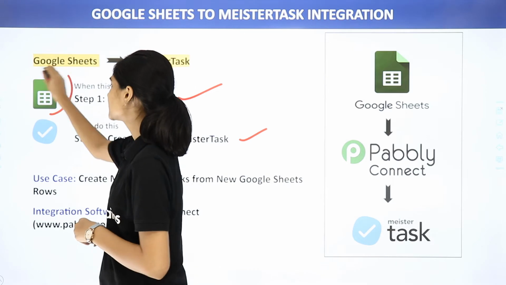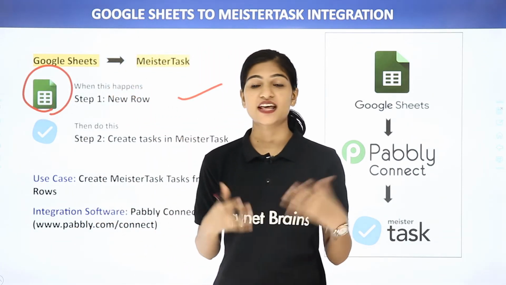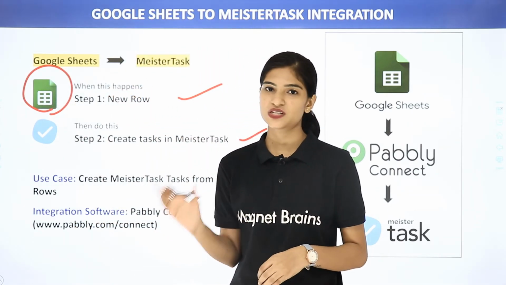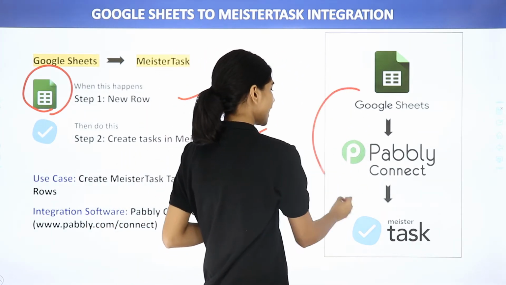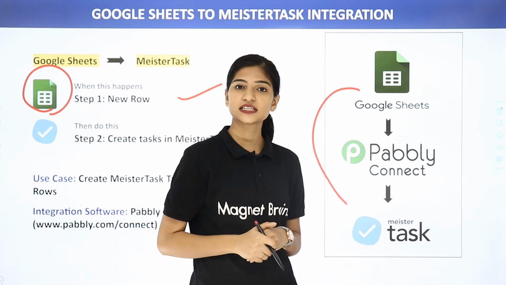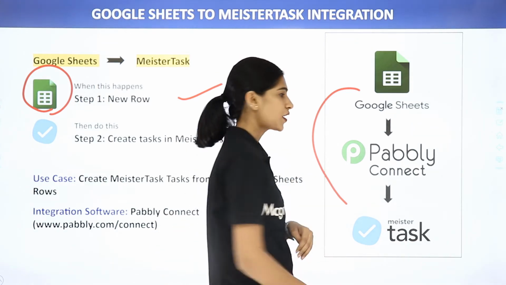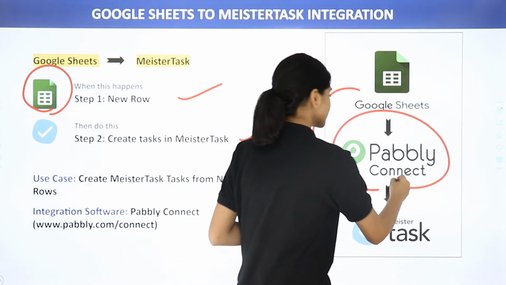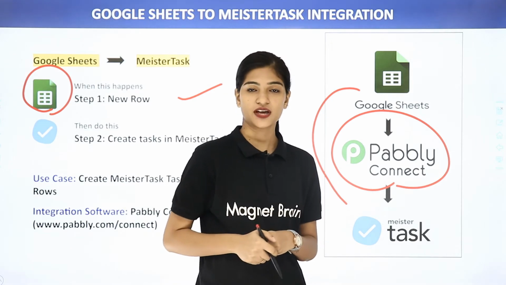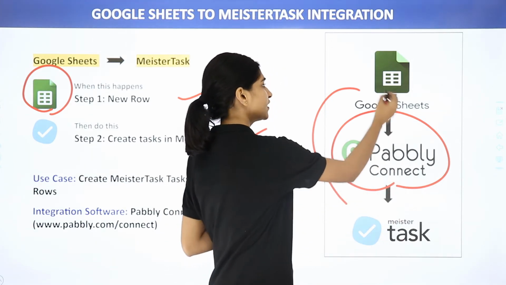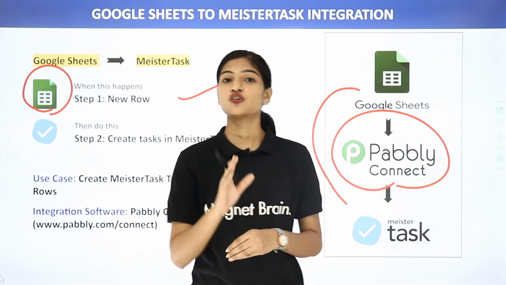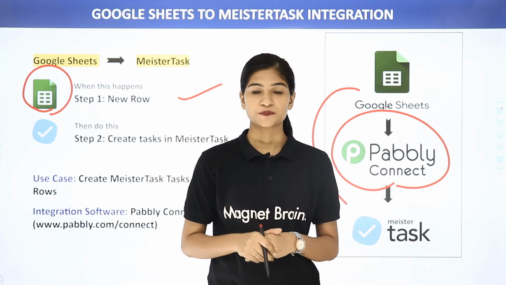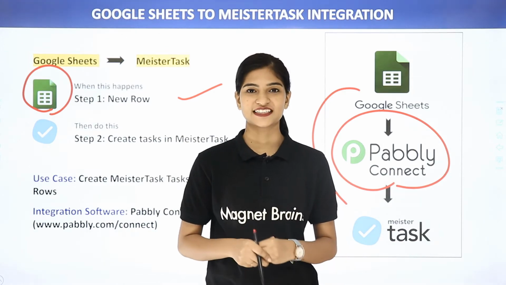So Google Sheet is an online spreadsheet program, whereas MasterTask is a project management software. The issue that comes here is that Google Sheet and MasterTask don't have any integration between them, and that is why we are going to use Pabbly Connect, a third-party application software which is going to help us to integrate both these two software applications. The best part here is you don't require any knowledge of coding. So let me show you this on my screen.